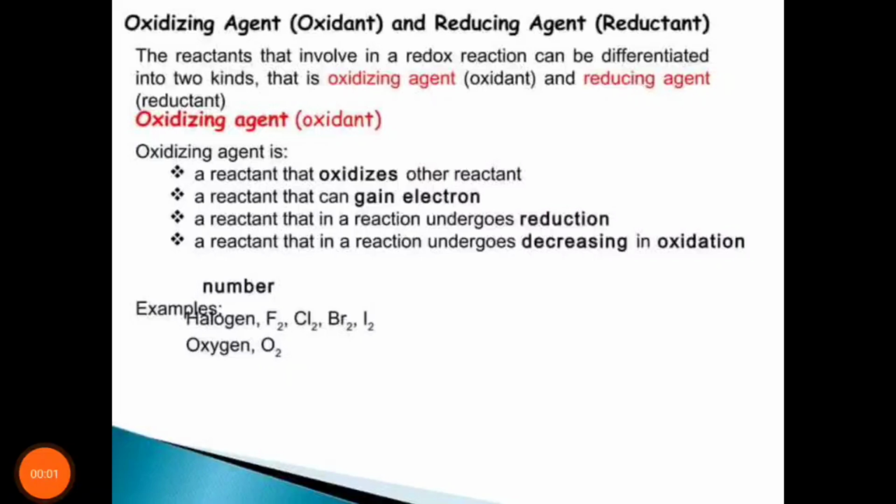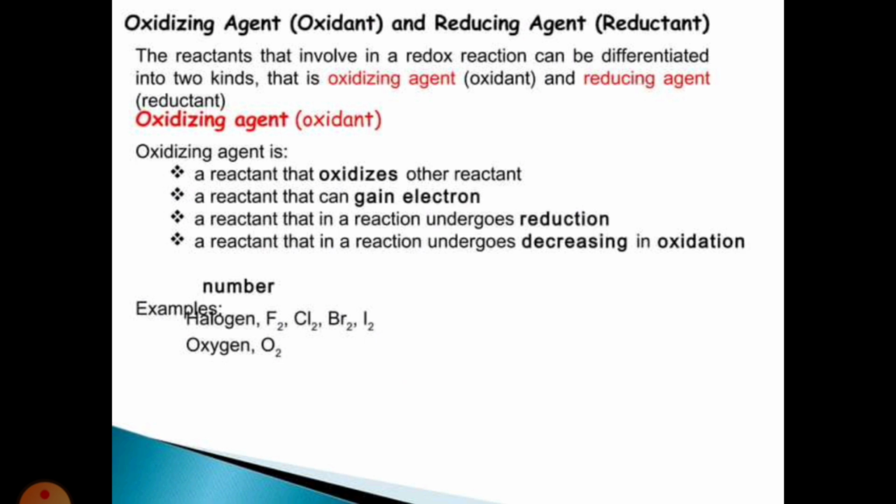Substances involved in a redox reaction can be differentiated into two kinds: oxidizing agent and reducing agent. An oxidizing agent is a reactant that oxidizes other reactants, a reactant that can gain electrons, a reactant that in a reaction undergoes reduction, a reactant that undergoes a decrease in oxidation number.